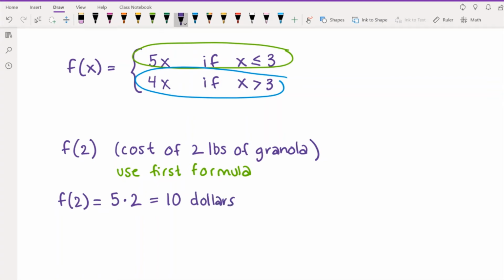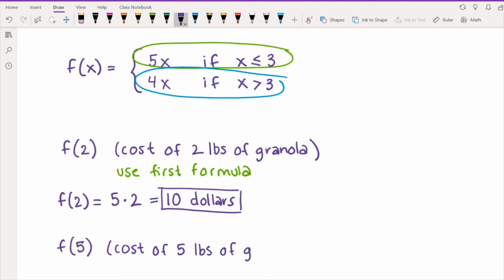And that makes sense, right? Like just without having written down this function, you would have been able to say that. If we buy 2 pounds of granola and they're $5 a pound, it should be $10. Let's say now that we wanted to evaluate f of 5, f of 5 would now be looking at the cost of 5 pounds of granola.